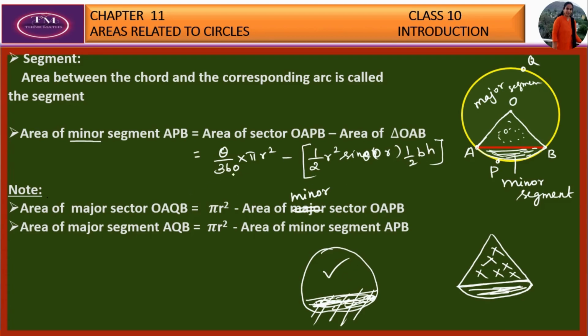You have to remember the formulas. The area of the sector is theta by 360 into pi r square. The length of the arc is theta by 360 into 2 pi r. These are the two important formulas in this chapter. Okay, children, do you understand the introduction? In the next session, we will discuss example problems.